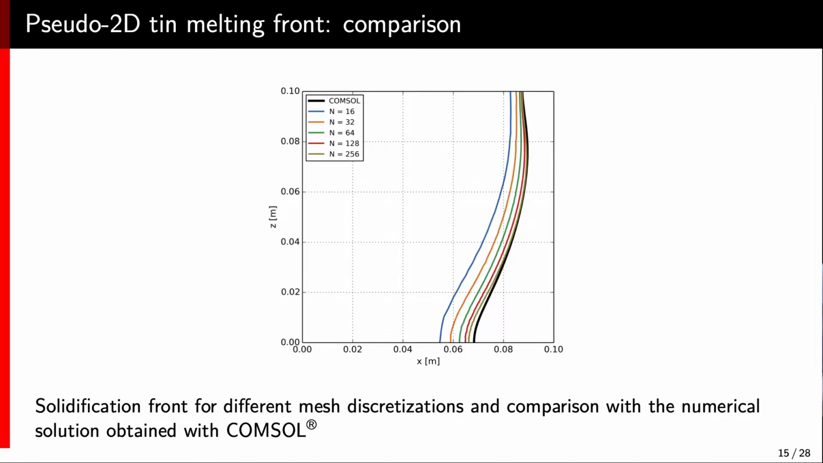To validate our code, we did a convergence study. So we took finer and finer meshes. And here we have a representation of the solidification front, and you see that if you take larger n, that means finer and finer mesh, then you have convergence toward the solidification front that actually compares well with the one that you can obtain with another software, for instance.